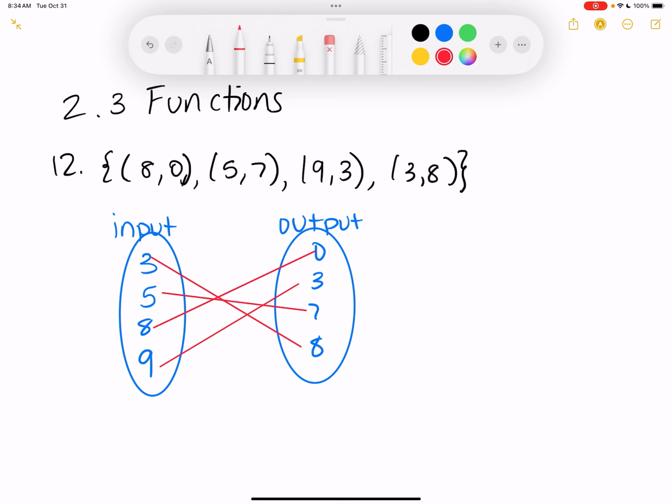As long as there's basically only one line coming out of each of these input values, it is a function. So this one would be a function because there are no repeated x values.